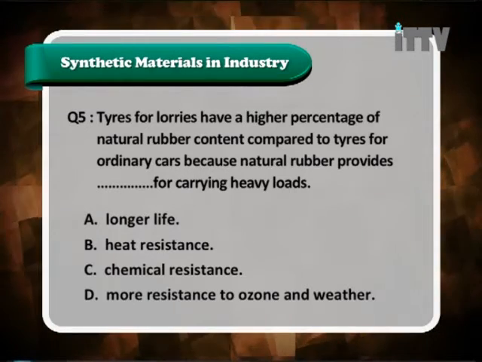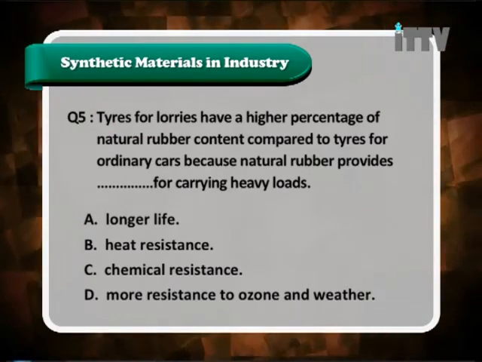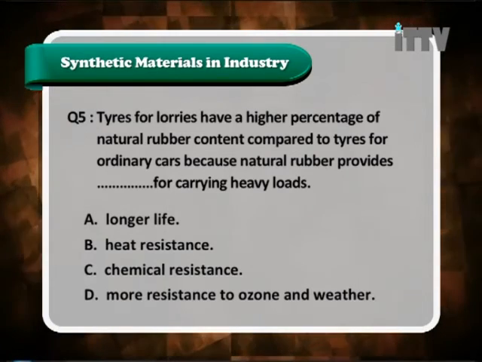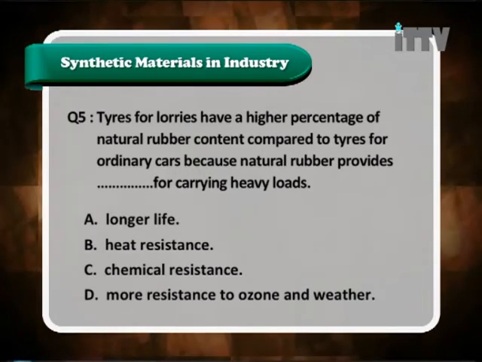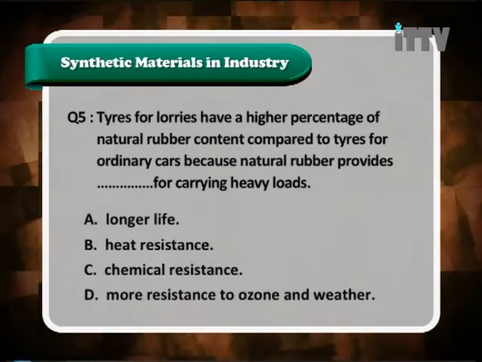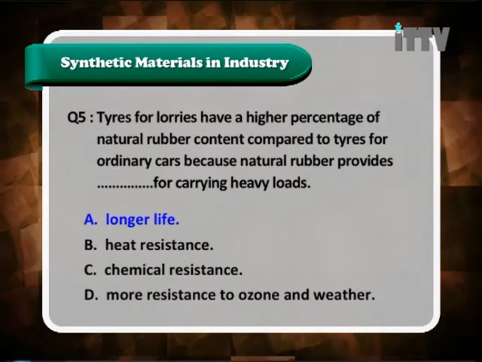So the tires for lorries have a higher percentage of natural rubber. Now why is it? Let's look one at a time. A. Longer life. Yes, it is one of the characteristics of it. B. Heat resistance. No, it's wrong. C. Chemical resistance. It's wrong. That is not the reason why the tire is designed for the lorries. And D. More resistance to ozone and weather. Actually, it is a characteristic of synthetic rubber. So therefore, the answer for this question is A.